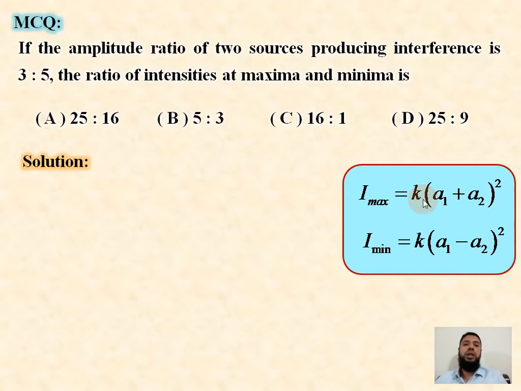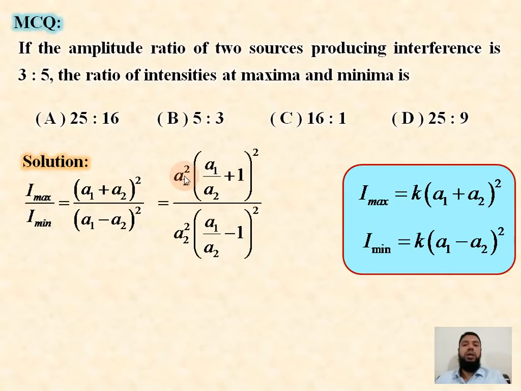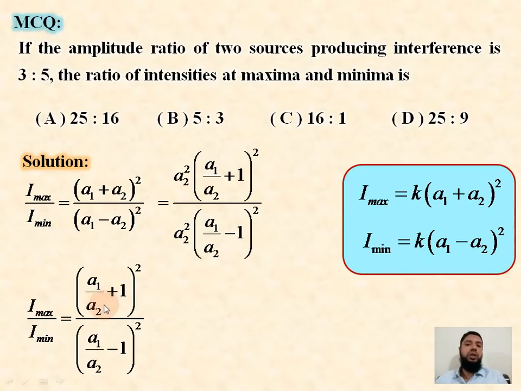ಇವೆರಡರ ರೇಷಿಯೋವನ್ನು ತಗೊಂಡಾಗ K cancel ಆಗುತ್ತೆ. Then it reduces to I max by I minimum is equal to (A1 plus A2) whole square divided by (A1 minus A2) whole square. ನಮಗಿಲ್ಲಿ ರೇಷಿಯೋ ಕೊಟ್ಟಿರೋದ್ರಿಂದ A1 by A2 ರೇಷಿಯೋ ಕೊಟ್ಟಿದ್ದಾರೆ. ಹಾಗಾಗಿ A2 ಅನ್ನ ಕಾಮನ್ ತೆಗೆಯೋಣ. A2 ಕಾಮನ್ ಫ್ಯಾಕ್ಟರ್ ಹೊರಗೆ ಬಂದ್ರೆ A2 ಸ್ಕ್ವೇರ್ ಇಂಟು (A1 by A2 plus 1) whole square, A2 ಸ್ಕ್ವೇರ್ ಇಂಟು (A1 by A2 minus 1) whole square. A2 ಸ್ಕ್ವೇರ್ ಕ್ಯಾನ್ಸಲ್ ಆದಾಗ it reduces to (A1 by A2 plus 1) whole square divided by (A1 by A2 minus 1) whole square.